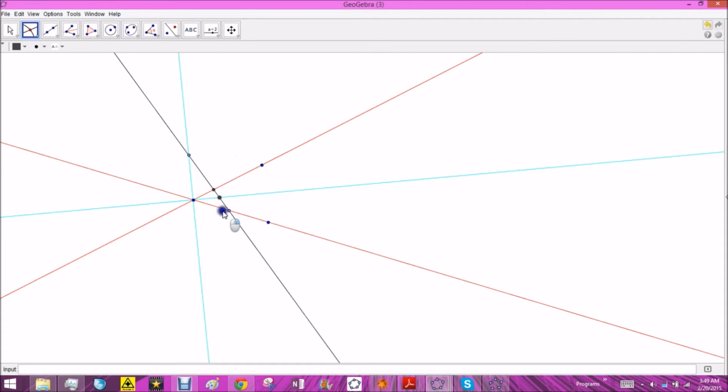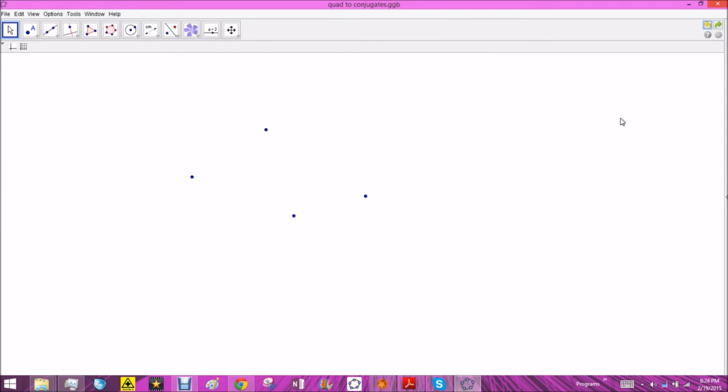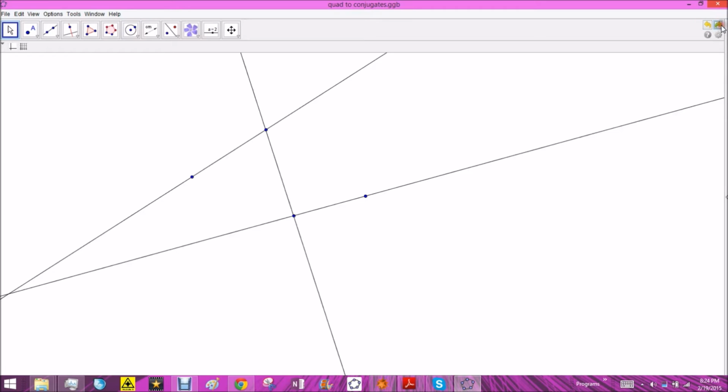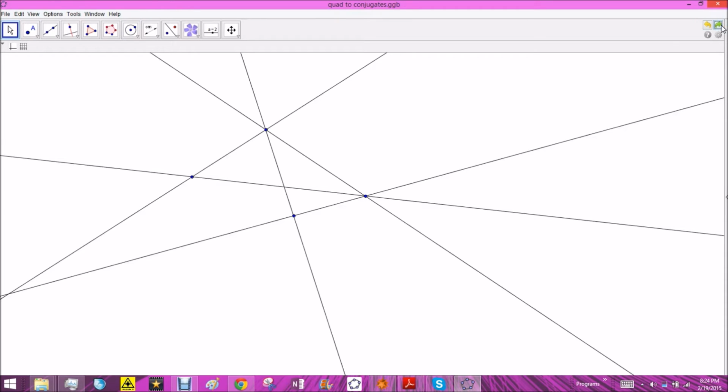harmonic range. One rather lovely way of getting harmonic conjugates is simply to take a quadrangle, in other words any 4 points in the plane which are not all along the same line. And then if you do that and draw some lines between these points, filling out the quadrangle, you notice various special points appear.